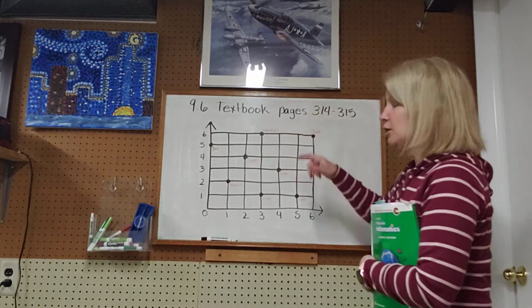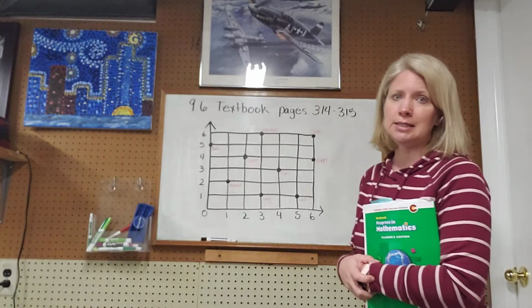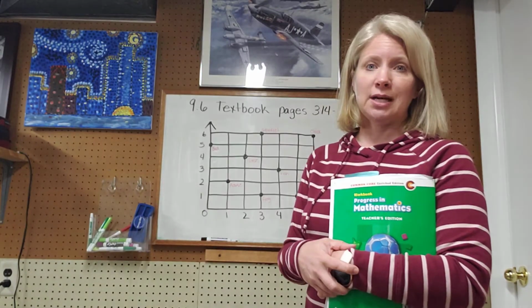Today we're going to look at ordered pairs in your textbook, section 9.6, on pages 314 and 315. Please get a paper and your textbook and turn there now.